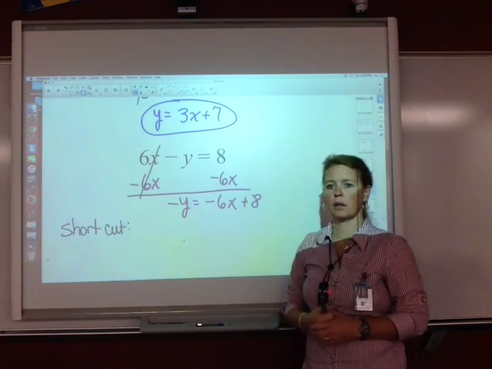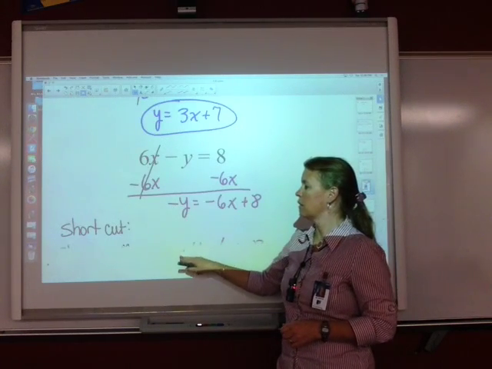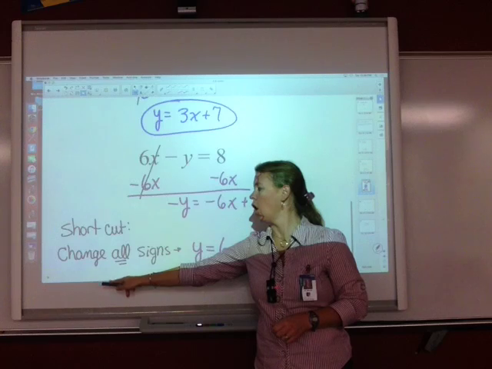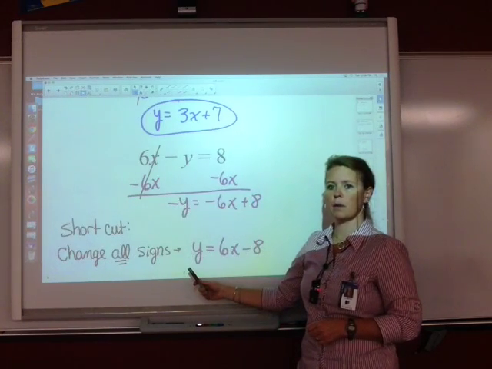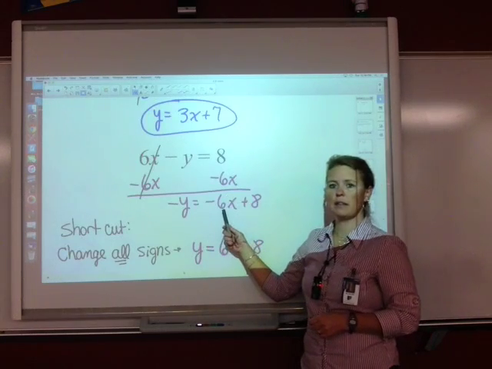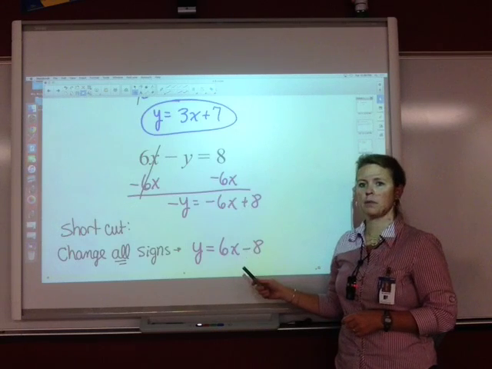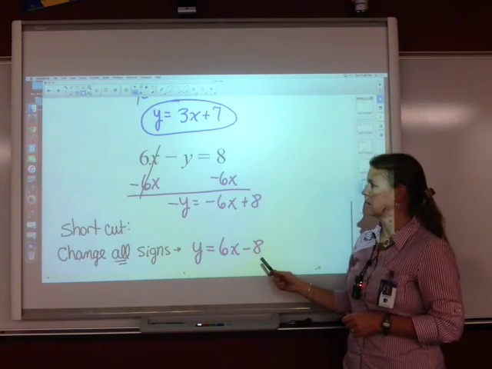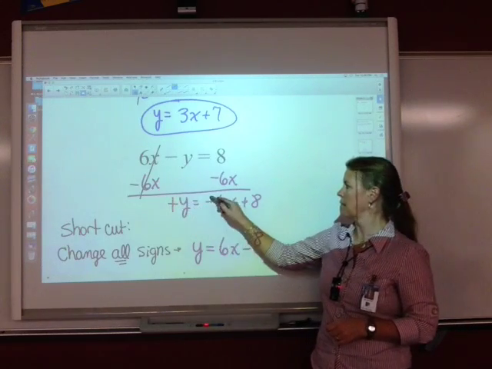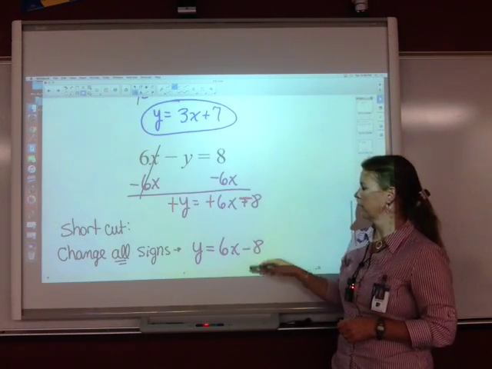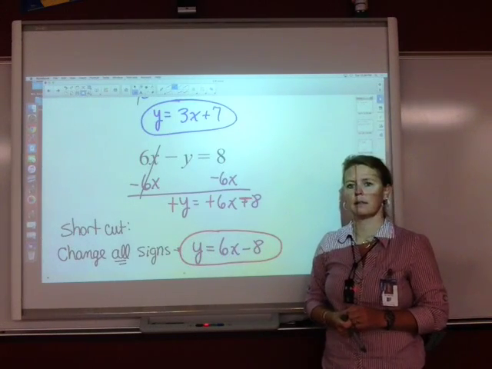Shortcut. We've talked about shortcuts in solving when you have the opposite of y and you want an actual y. The shortcut is to change all of the signs all the way across. Your negative y becomes a positive y. Your negative 6x becomes a positive 6x. Your positive 8 becomes a negative 8. Final answer. Shortcut, just change the signs. I can make this a plus, that a plus, and that a minus. Final answer, in function form, y equals 6x minus 8.